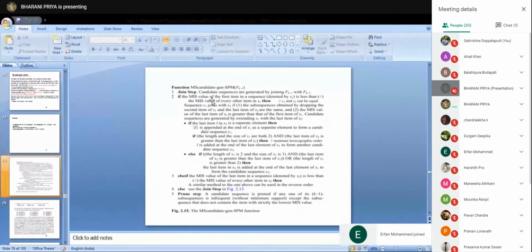The first step. Can you see the pointer which I am pointing? Okay. When another joining strategy is used, when you are using MS values, the subsequence is obtained by dropping the second item. Previously we dropped the first item, but in this case, when you are using MS values, drop the second item of S1 and the last item of S2. Remember this point. Let us see the example.